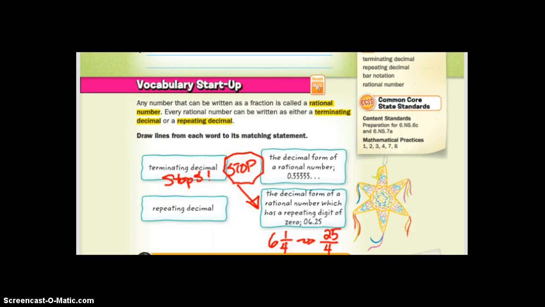Now, we have a repeating decimal. But there's something very important about a repeating decimal to be rational. It must have a pattern. Does 0.33333 have a pattern? Looks like it does to me. Looks like those 3s are going on forever.